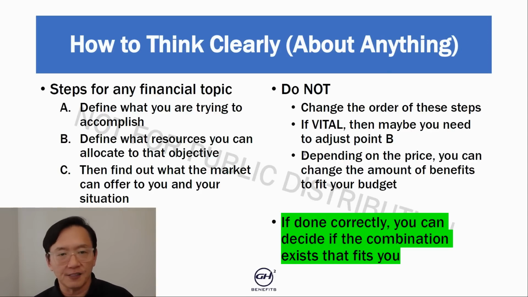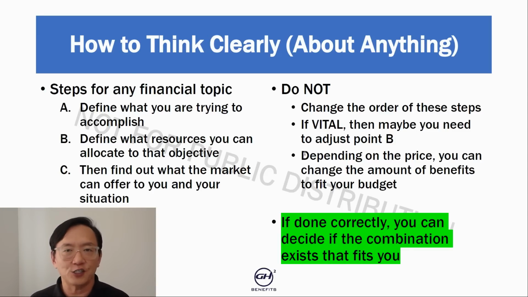So this is, like I said, the steps for any financial topic. And the reason is that once you decide on what you're trying to accomplish, you can then define what resources you have to allocate to that. Because then you can properly fit what you can afford to what something costs. Because only when you do A and B can you then find out whether or not the market, because I don't control the price. I always do my best to try to get the best price, the best benefits for the best price. That is clear. That's my fiduciary responsibility. But really then A and B and C must match all together.